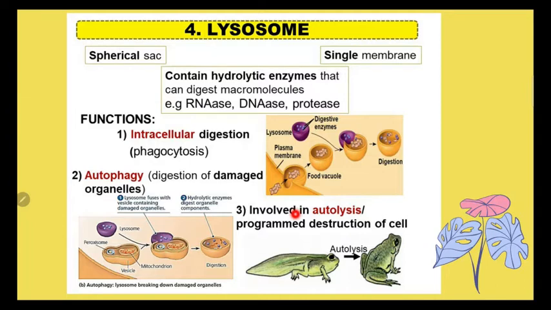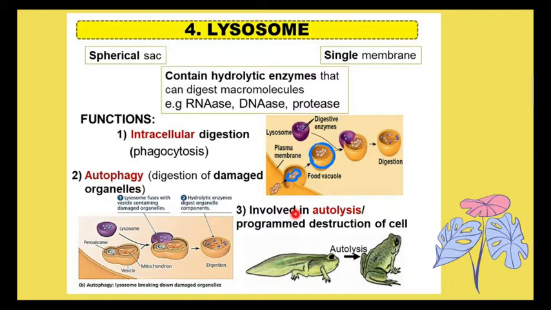There are three important functions. First is for intracellular digestion by a process known as phagocytosis. Look at this diagram. This is food where phagocytosis will occur. The cell membrane will undergo phagocytosis to take in the food. Inside the cell, the food will be enclosed in the food vacuole. And what happens to the food? The food must be digested, so that after digestion, the cell will get all the nutrients from the food.